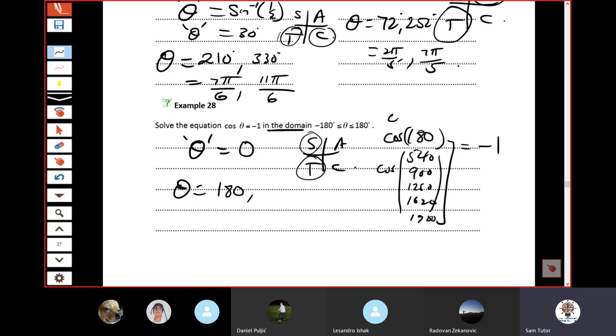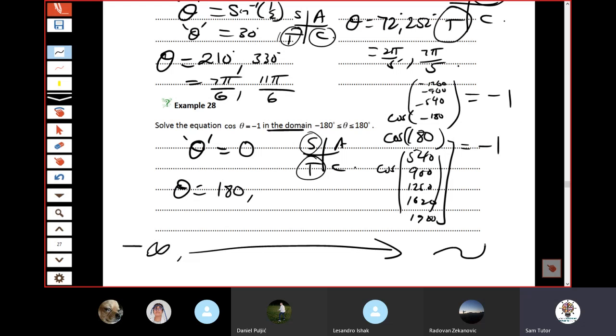Same thing if I subtracted. So if I go 180 minus 360, which is -180, and then minus another 360 off that, -540, and just keep going all day long, right? What are all these going to give me? -1. Also -1. So what you guys got to understand with trig is that your solutions literally go all the way from -infinity to infinity. And that's why they must give you a domain.